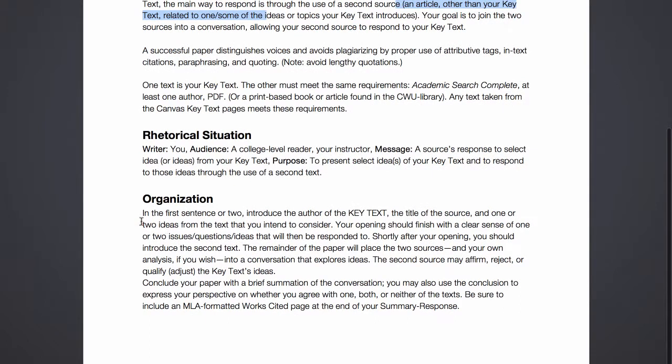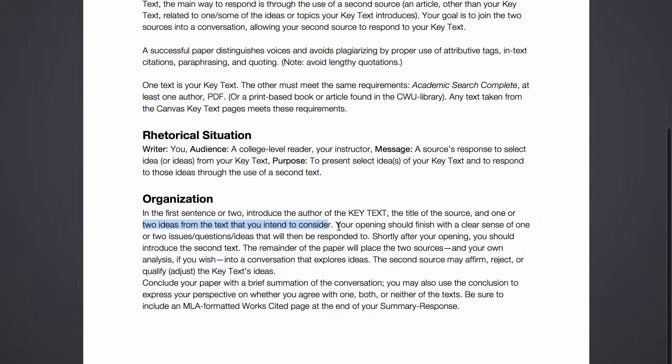You'll note here under organization, in the first sentence or 2, much as you did in your summary, introduce the author of the key text, title of the source, and 1 or 2 ideas from the text that you intend to consider. Now, these can be any ideas that are interesting to you and fit into a conversation with another source, right? So even though a second text may not be talking about exactly the same things that your key text is, are there some places where an idea or a principle from your key text have something to do with the second text that you select?